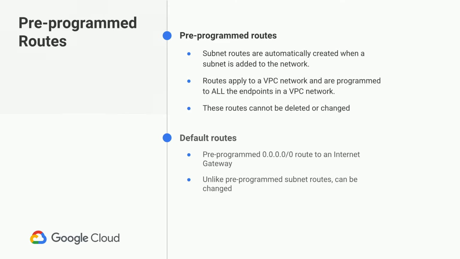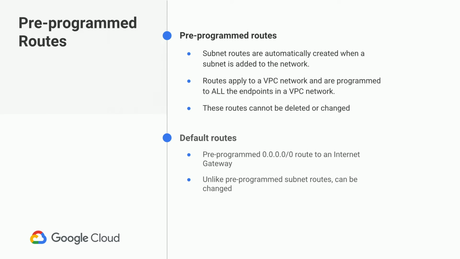So the standard default route that gets created is going to point to an internet gateway. And a common question that we get is, hey, I have this default route pointing to an internet gateway. Can my VMs talk to the internet? So the answer to that is no, not unless you put a public IP address on that VM.